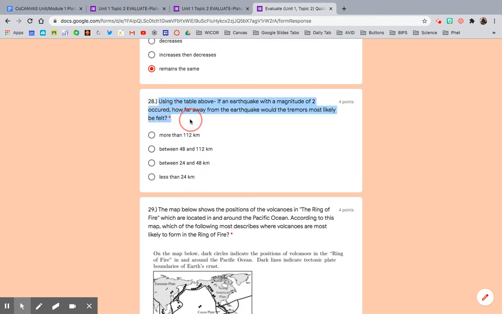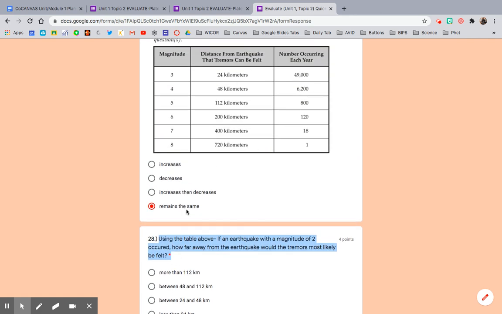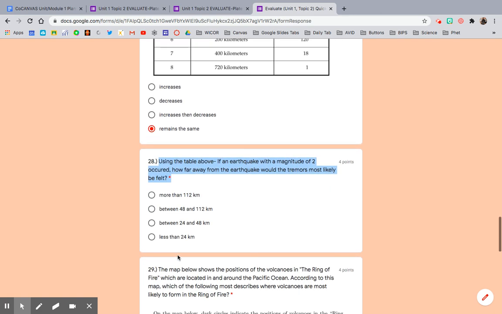28, using the table below, if an earthquake with a magnitude of 2 occurred, how far away from the earthquake would the tremors most likely be felt? So that means use the table above, so I'll edit that. So according to this table, if an earthquake with a magnitude of 2 occurred, how far away from the earthquake would tremors most likely be felt?